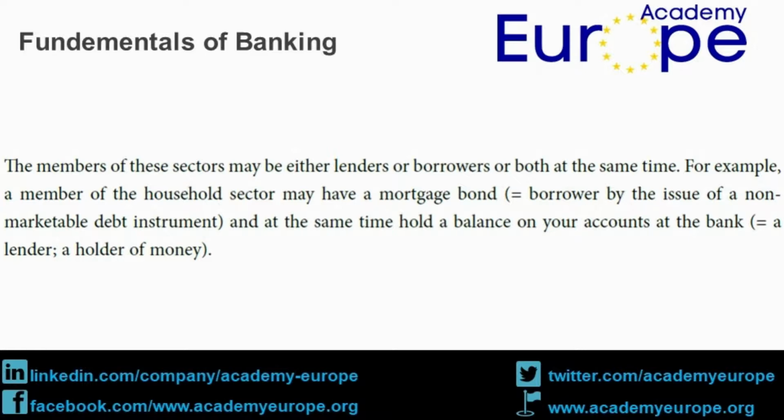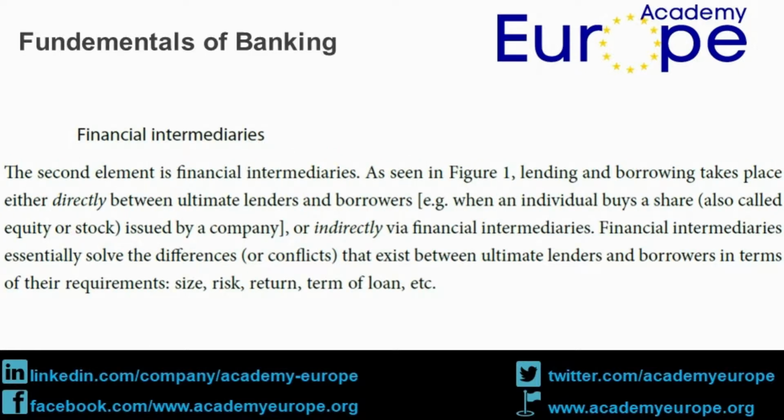For example, a member of the household sector may have a mortgage bond, equal borrower by the issue of a non-marketable debt instrument, and at the same time hold a balance on your accounts at the bank, equal a lender, a holder of money. Financial intermediaries. The second element is financial intermediaries. As seen in Figure 1, lending and borrowing takes place either directly between ultimate lenders and borrowers, for example when an individual buys a share, also called equity or stock, issued by a company, or indirectly via financial intermediaries.